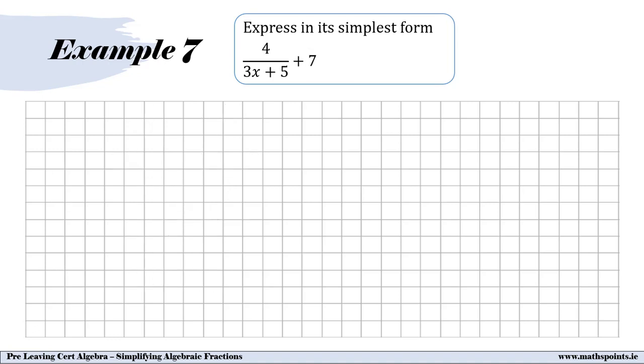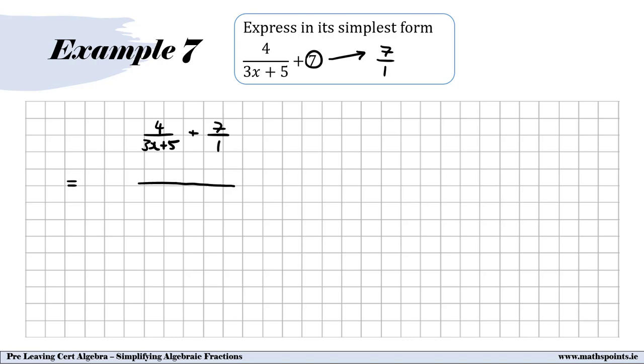In example 7, we have a number that isn't written as a fraction, and so the first thing to do in this question is just to make sure to write 7 as the fraction 7 over 1. So we're trying to add fractions together, so we'd like all the terms to be fractions before we try and find a lowest common denominator. So I'm going to write down the sum 4 over 3x plus 5 plus 7 over 1. We put down an equals and we draw a line across the width of the sum.